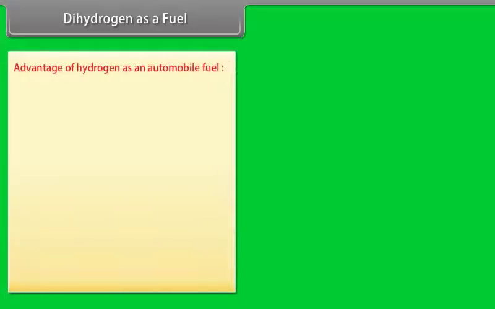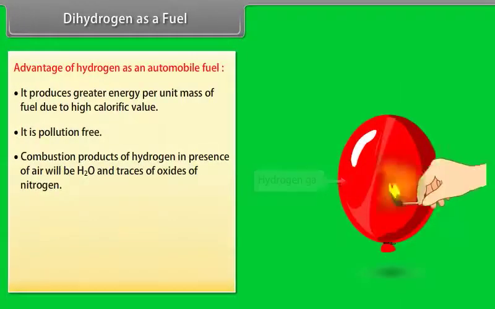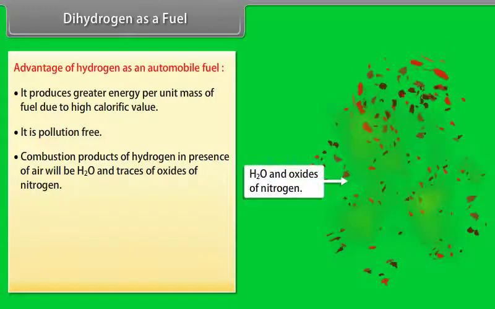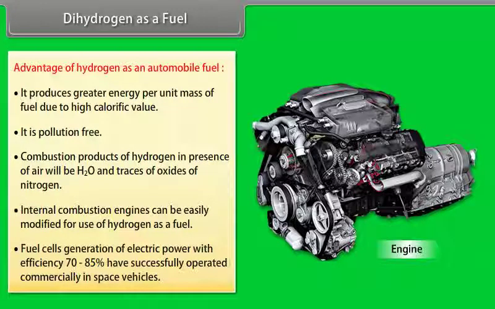Advantages of hydrogen as an automobile fuel. It produces greater energy per unit mass of fuel due to high calorific value. It is pollution-free. Combustion products of hydrogen in presence of air will be H2O and traces of oxides of nitrogen. Internal combustion engines can be easily modified for use of hydrogen as a fuel. Hydrogen fuel cells generating electric power with efficiency 70 to 85% have successfully operated commercially in space vehicles.